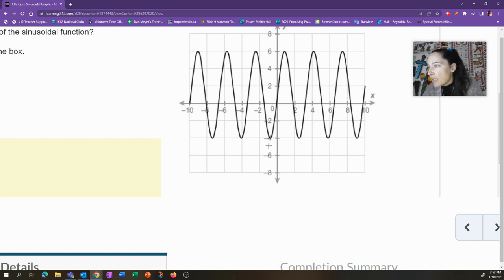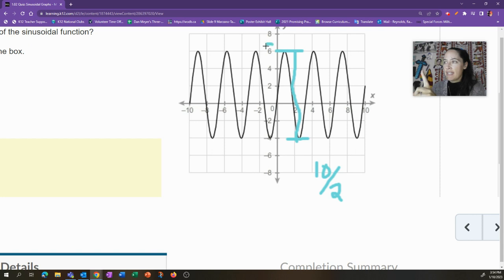So first, I would like to find the midline. So this is -4 up to +6. These tick marks are skip counting by 2. That means I need to be a little bit more careful because I know that this is a total distance from the peak of 10. So 10 divided by 2. Oh, no, I don't need to find the midline. I just need to find the amplitude.